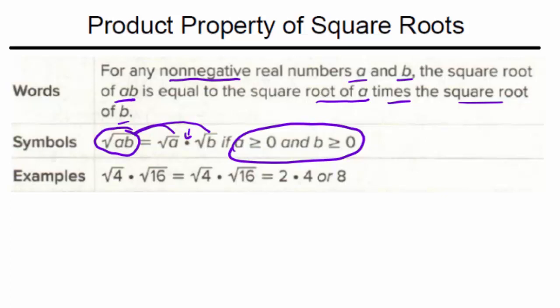An example here, and I think the example was supposed to be the square root of 4 times 16. The square root of 4 times 16 can be rewritten as the square root of 4 times the square root of 16, with a times sign between them. And then you can take the square root of each one individually. So the square root of 4 is 2, and the square root of 16 is 4, and then multiply the answers to get 8.